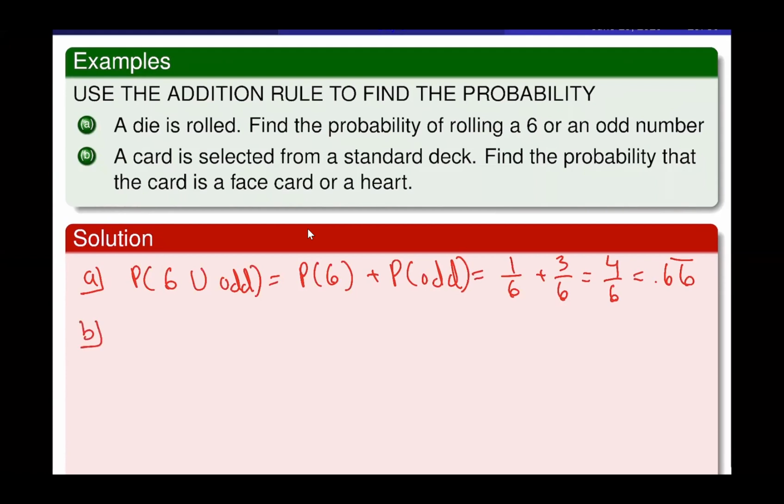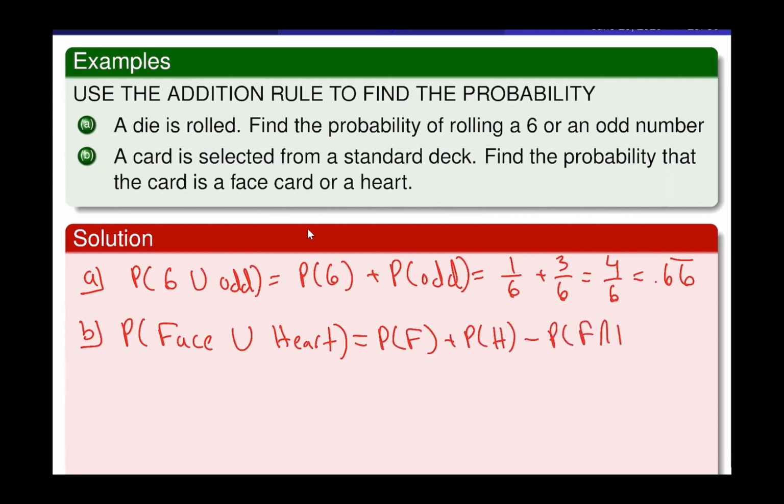Let's do B. So for B, it says a card is selected from a standard deck. Find the probability the card is a face card or a heart. So we want to get a face card or a heart. Is it possible that one of the face cards could be a heart? Yes, so it is possible. So for this one, we have to do the probability of a face card plus the probability of a heart minus the probability of a face card and a heart.